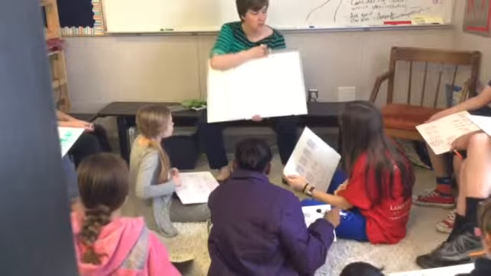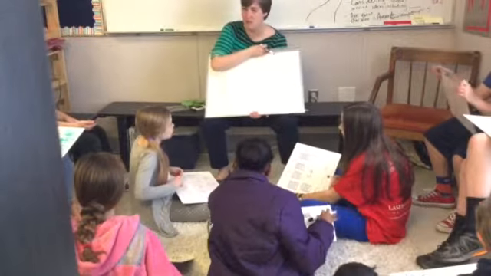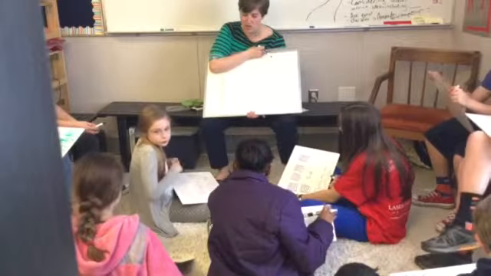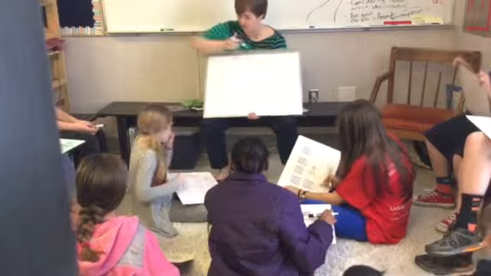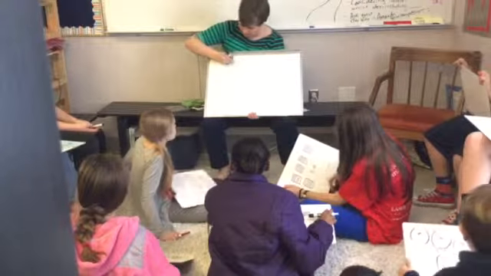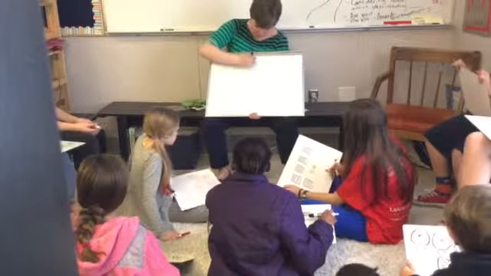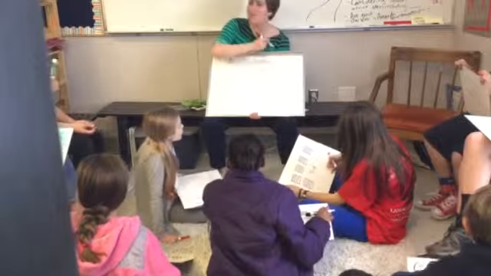Whisper to a neighbor. How did Mila represent the 5 friends? Wait, is it 6 friends or 5 friends? I can't remember. I better write it down. 6 friends. Whisper to a neighbor. How did Mila represent the 6 friends? And the 5 cookies.